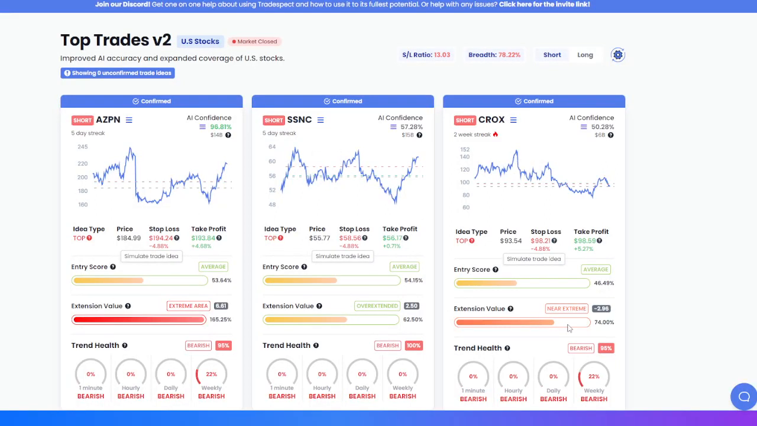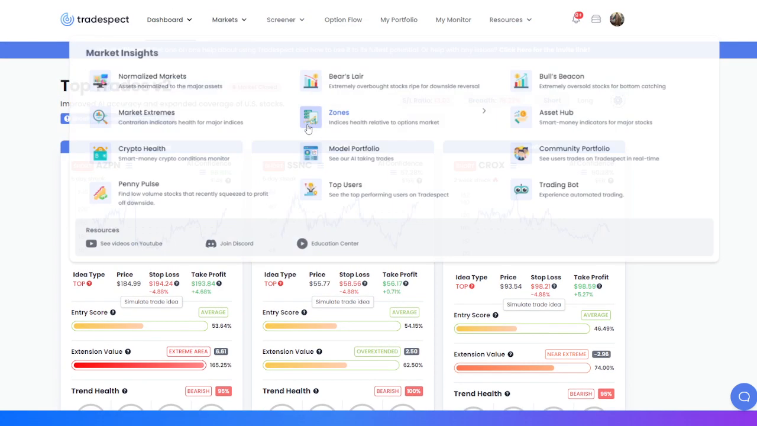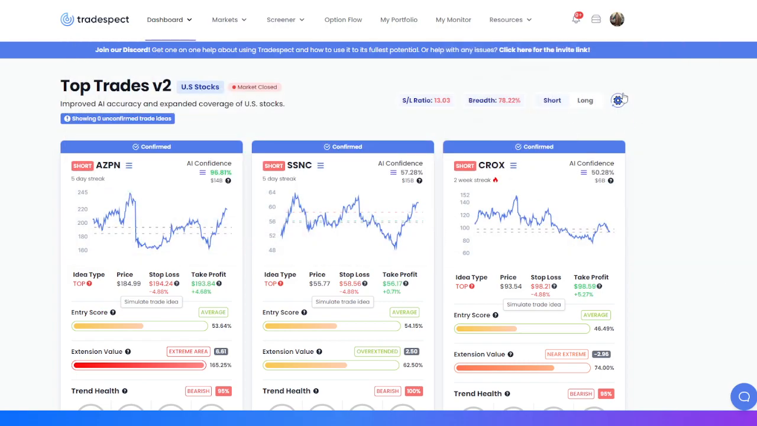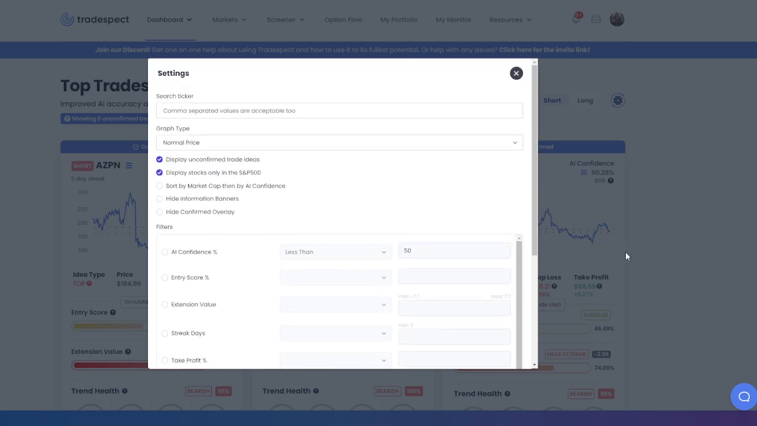Alright, so this is gonna be just a raw, unfiltered video on filters and the other updates. This is just important stuff to know if you're gonna use top trades too. How to use the filters and some of the settings, because it's pretty important.